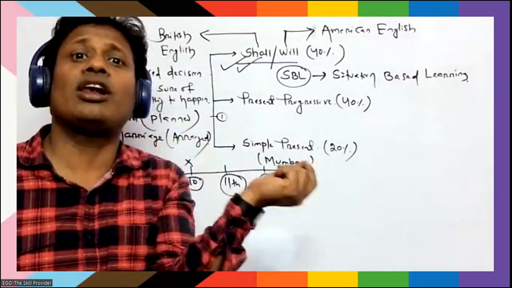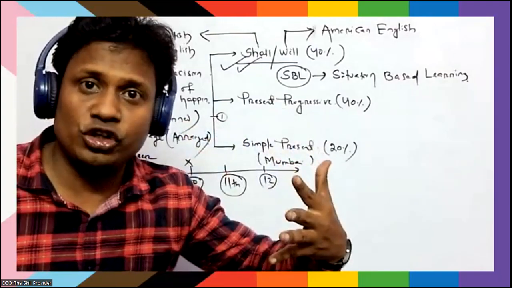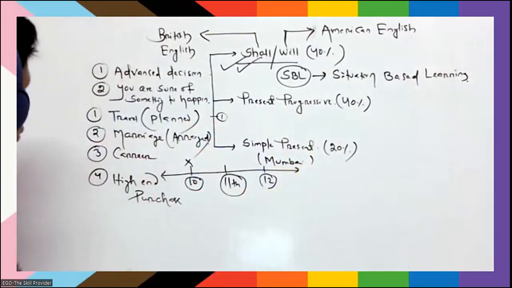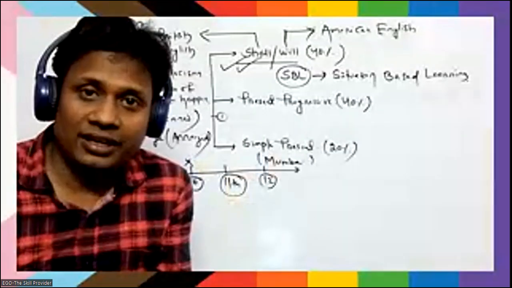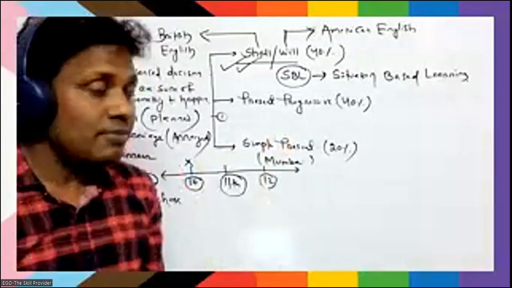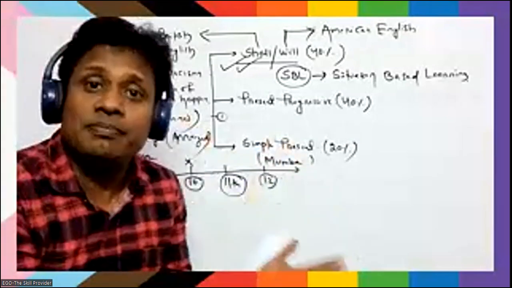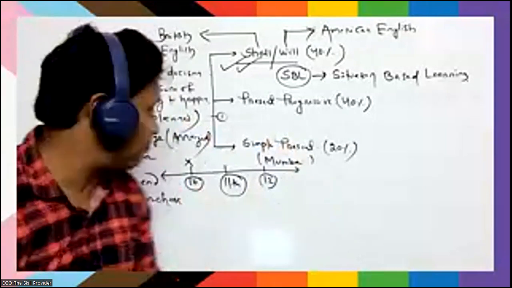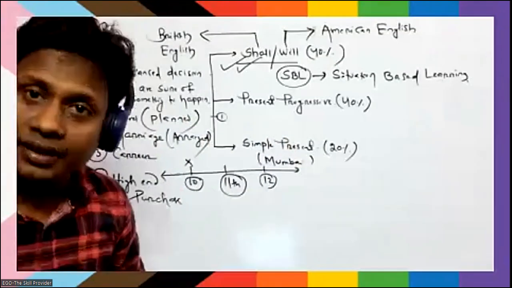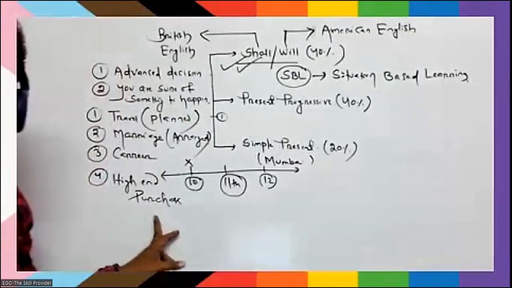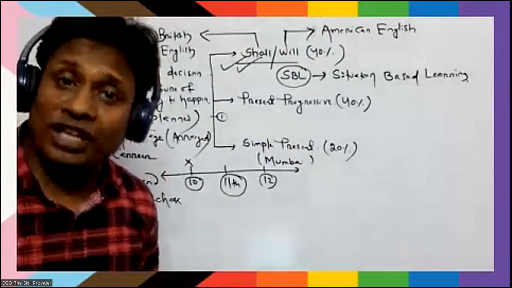So whenever a decision has already been taken, the planned decision, for that you are supposed to use something called I am getting married. My sister is getting married. My brother is getting married. My niece, my nephew is getting married. So like that you are supposed to say. Okay. So marriage, career. I am going to do engineering. I am going to purchase a house in Bhubaneswar.